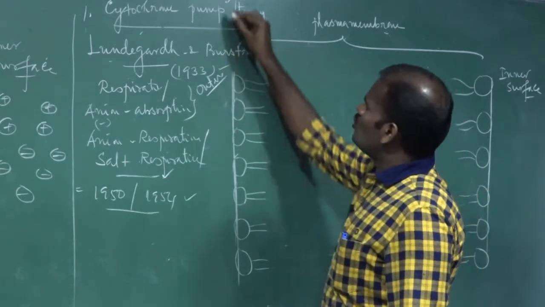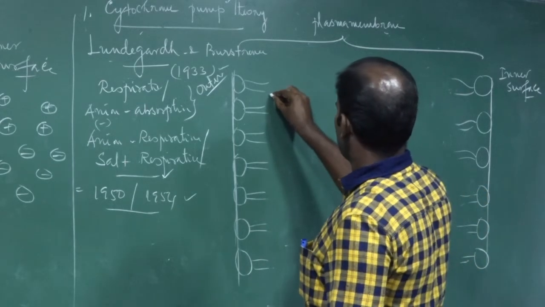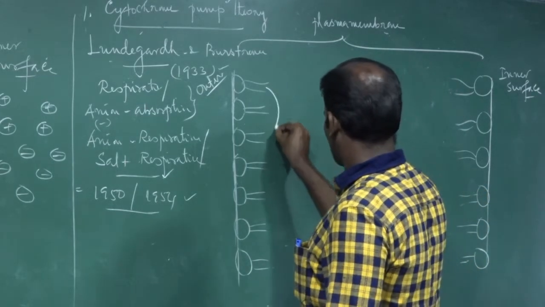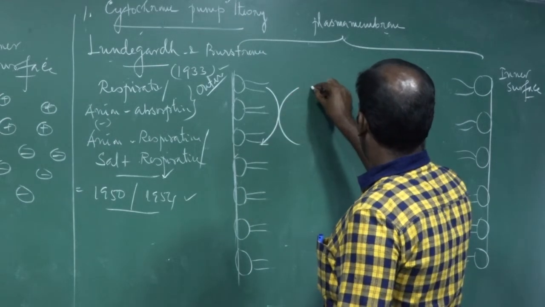One is called cytochrome. It is an electron carrier, arranged in the inner membrane.